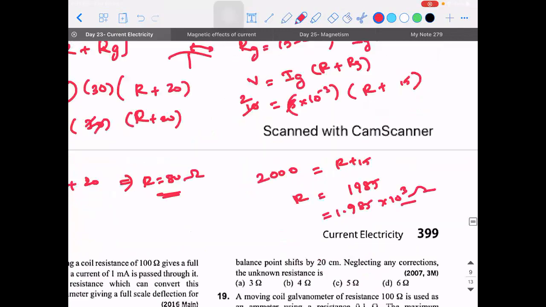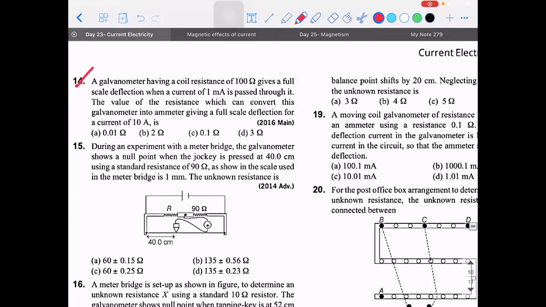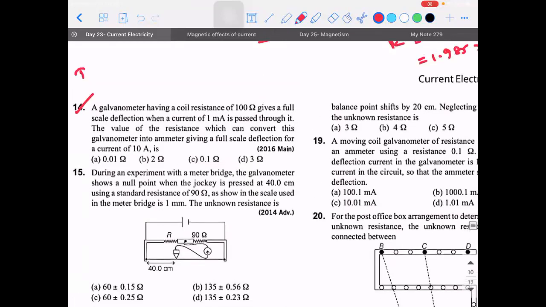Okay. Next. You guys try this. These are helpful for your CBSE problems also. Do it fast. So there is a galvanometer having a coil resistance of 100 ohm. It gives a full scale deflection when a current of 1 milliampere is passed through it. The value of the resistance which can convert this galvanometer into an ammeter of full scale deflection for current of 10 ampere. So Ig into Rg should be equal to I minus Ig into S. Solve and tell me, what is the answer?